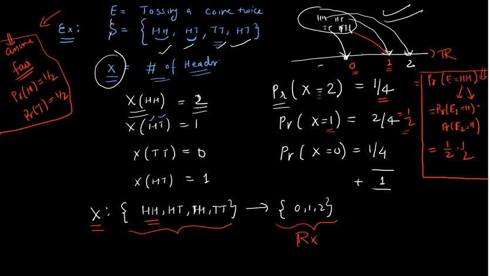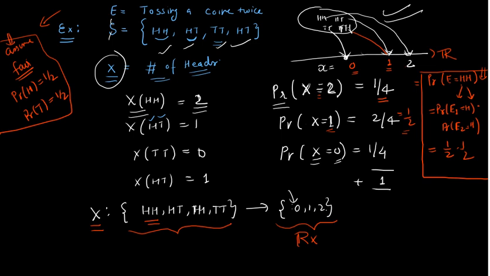So what do I mean by this? That this random variable x, if we see the range of this, is 0, 1, 2. So what is the probability that this random variable will take the value 0? What is the probability that this random variable x would take the value 2? What is the probability that this random variable x will take the value 1? And what is the probability that this random variable x will take the value of 0?